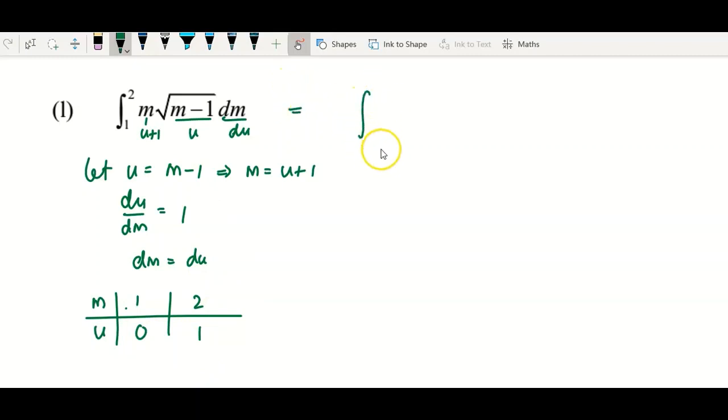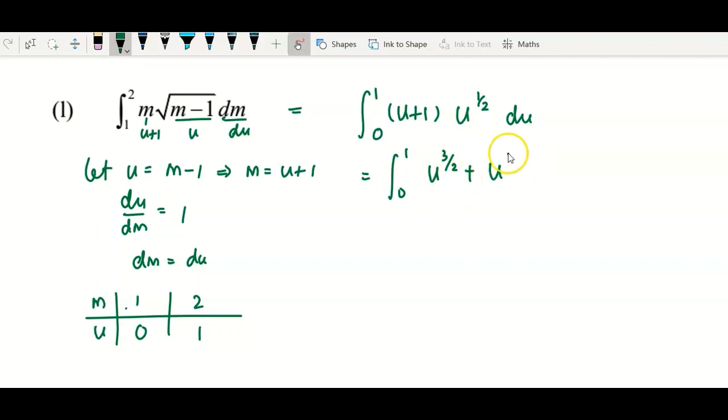So now we are going to write down everything in u. The new limit is 0, 1. And m will be replaced by u plus 1, and this will be u power of 1 over 2. dm will be du. Alright, so now going to expand this first. Expand u multiplied by u power of 1 over 2. You get u power of 3 over 2 plus u power of 1 over 2, du.